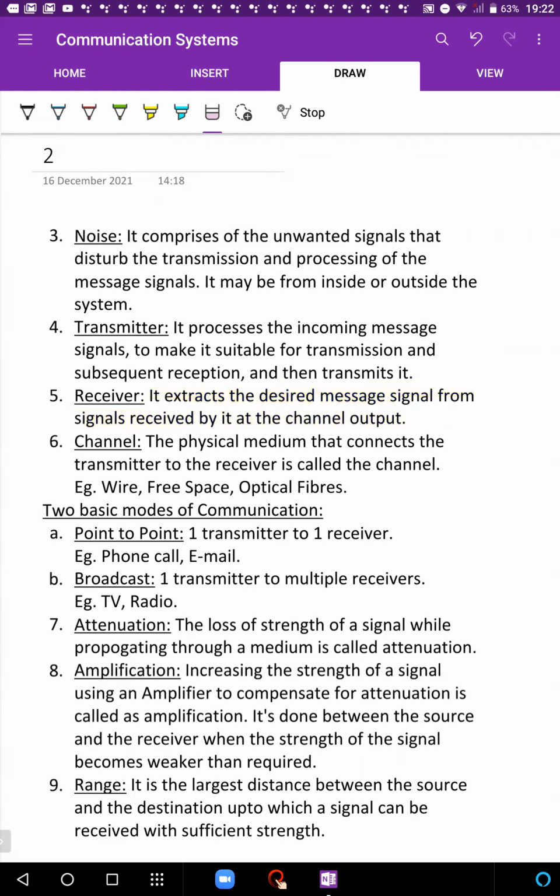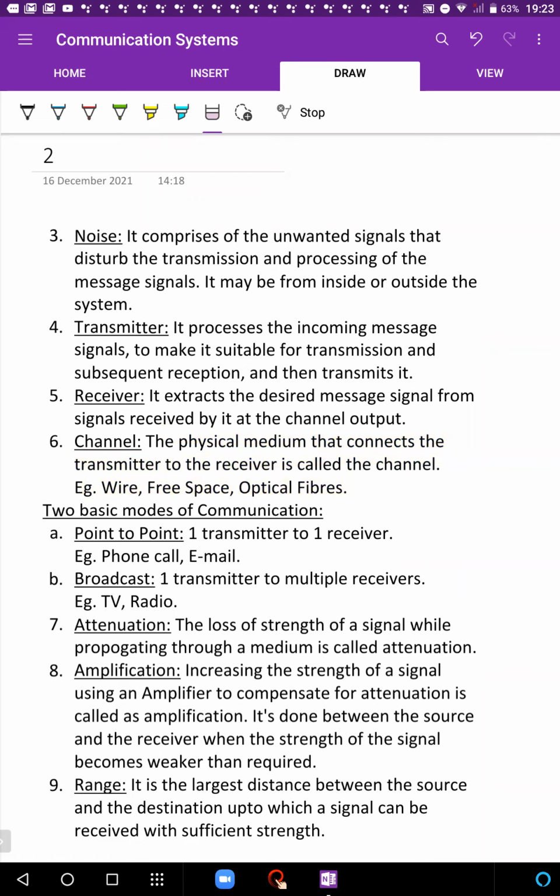Now, I mentioned channel output. Channel is basically the physical medium that connects the transmitter to the receiver. So you have wires, free space (air), and optical fibers. These are three typical channels which we'll see in a little more detail.